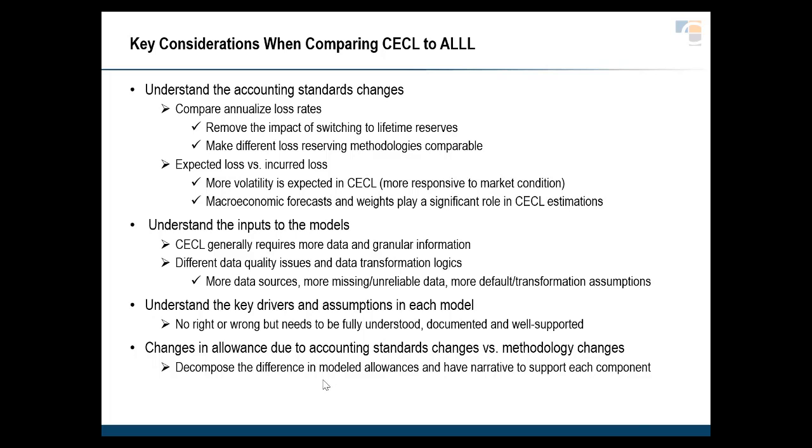Lastly, when communicating the changes in reserves externally, it is easier if the differences are categorized into the impact of change in accounting standards versus the impact of change in methodologies. After going over the key considerations and performing proper analysis, we would expect the majority of the change in reserve would be due to the accounting standard change. Hopefully, those key considerations would help to rationalize the differences in estimated reserves when comparing CECL to ALLL.